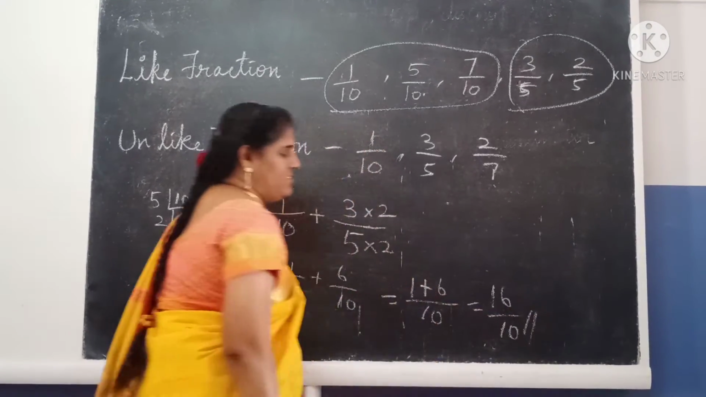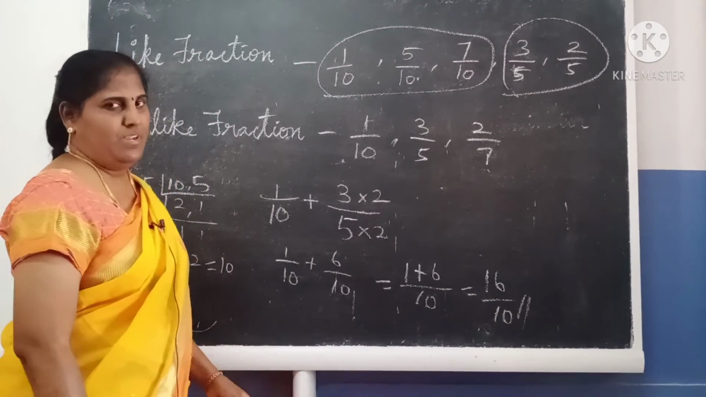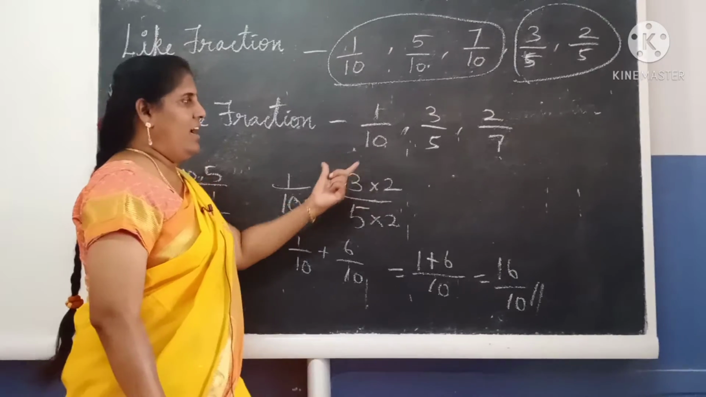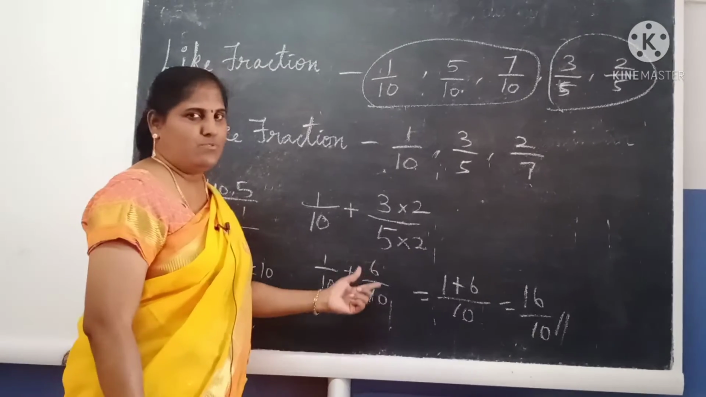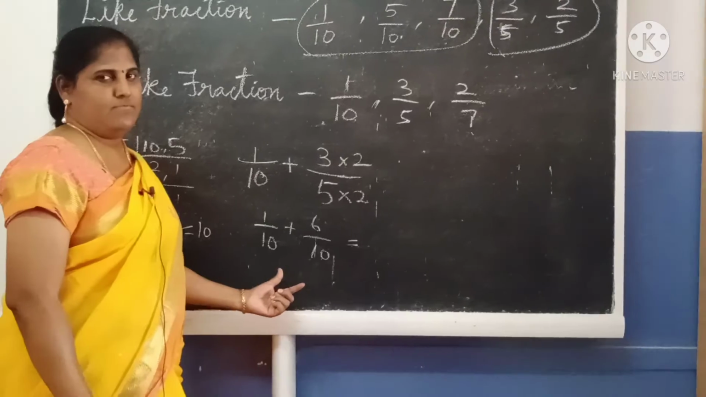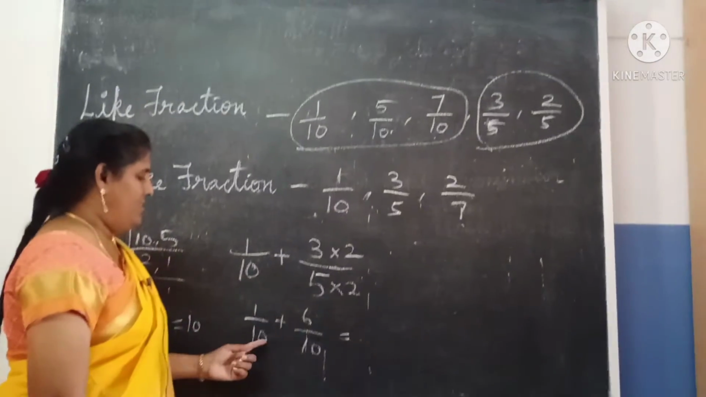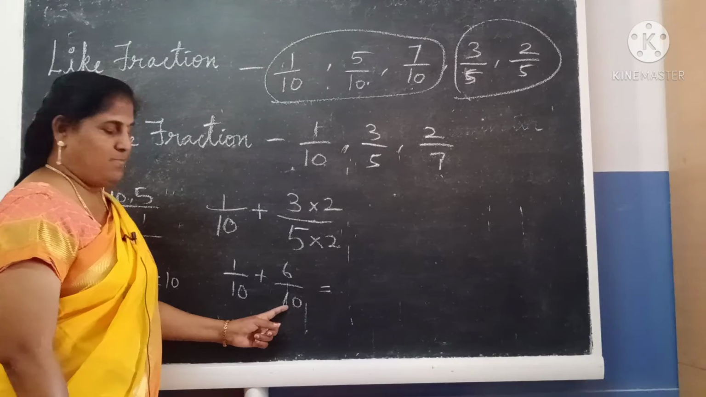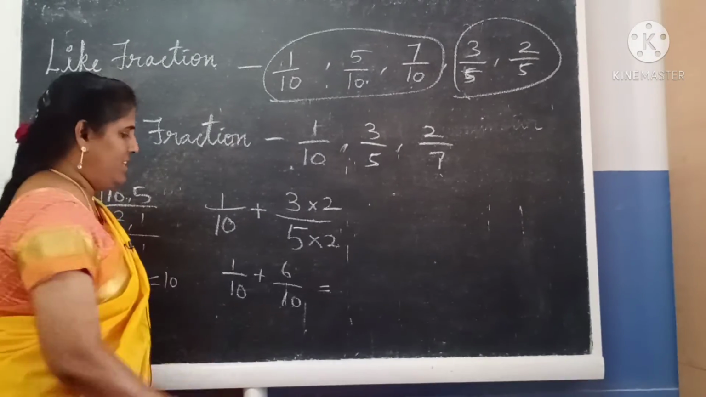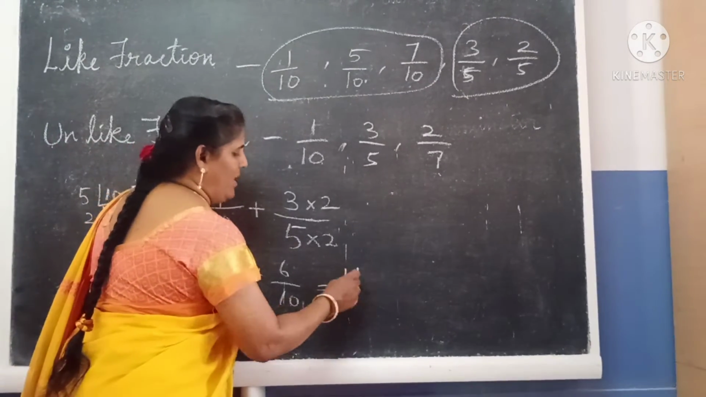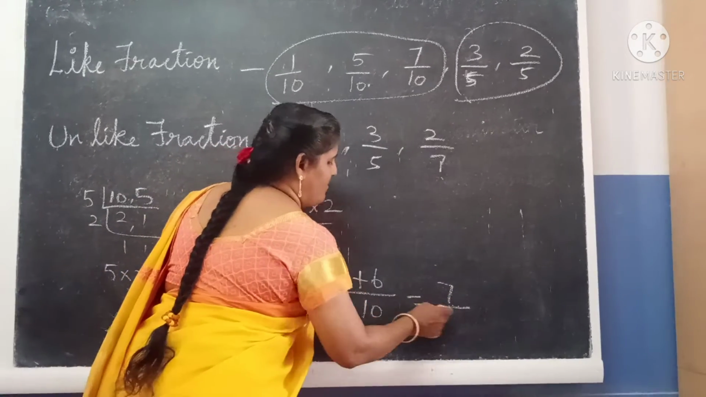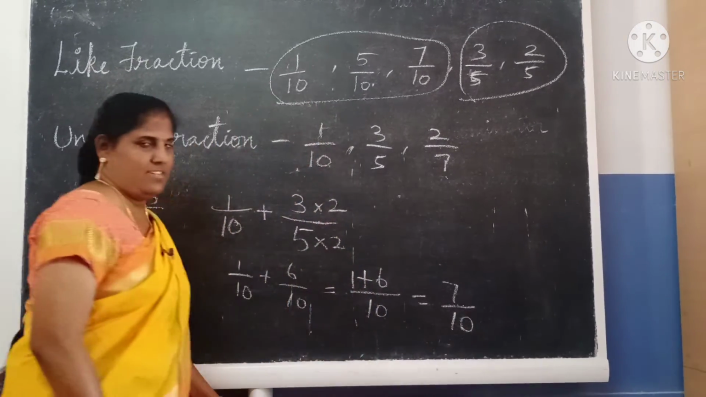What is the answer? 16 by 10. So if the given unlike fractions are to be added, first of all you have to change them. So now we have changed the other number also into 6 by 2. Like fractions means we can add the numerators: 1 plus 6, whole divided by 10. 1 plus 6 is 7, so 7 by 10 is the answer.